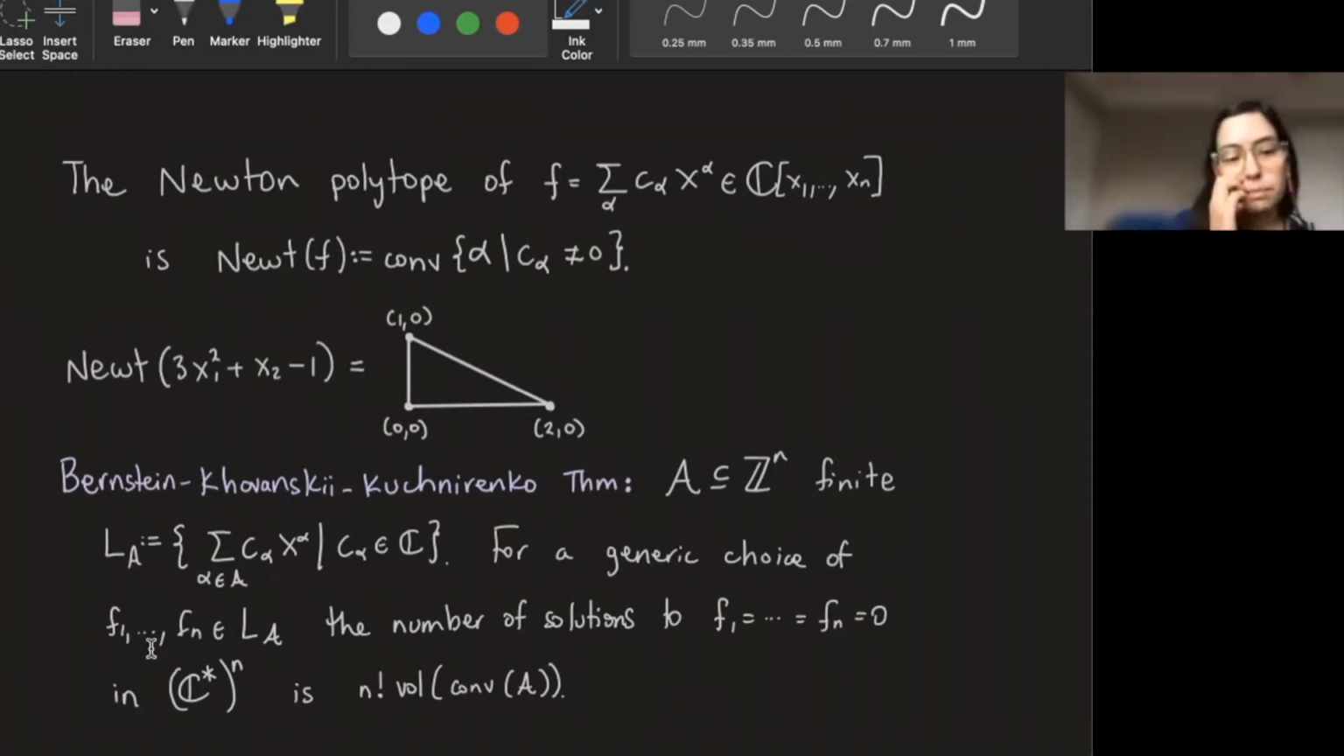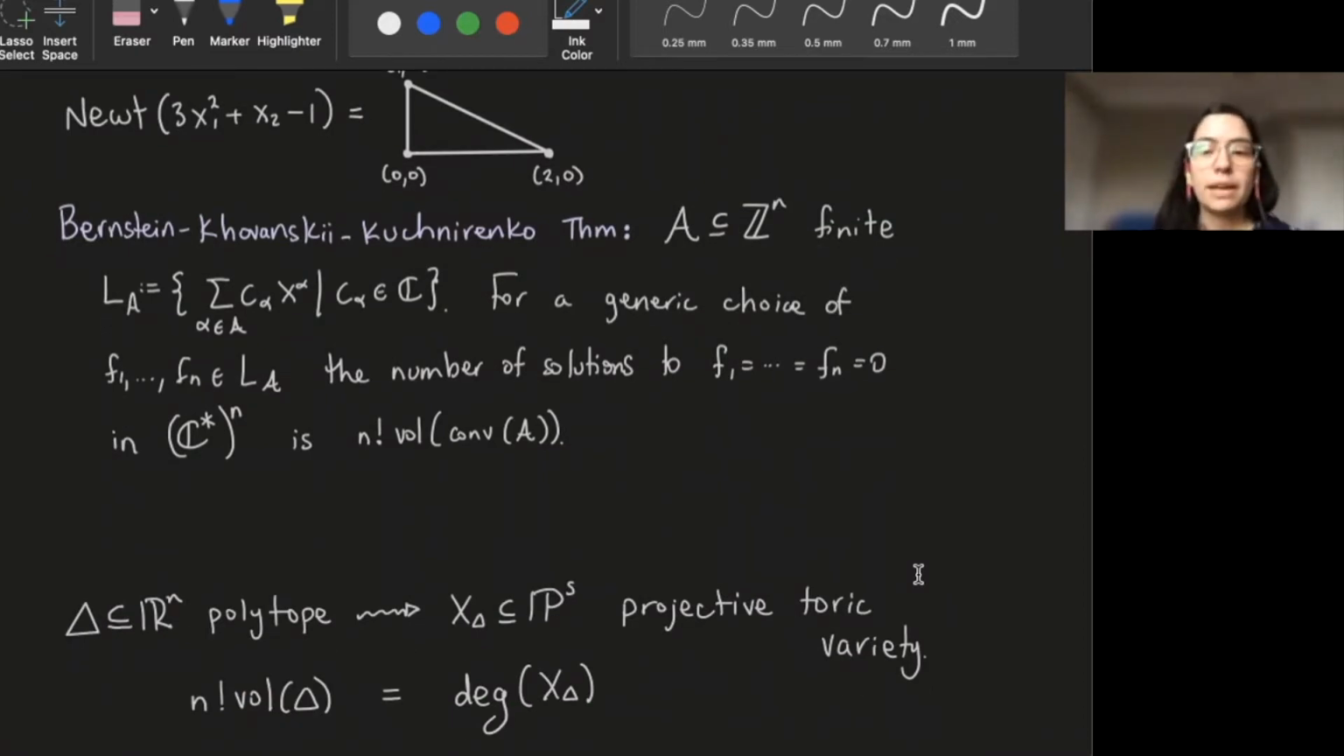So for a generic choice of elements in here, so if you pick n generic polynomials inside this vector space, so you let the coefficients be random, then the number of solutions to the system of equations in (C*)^n is n factorial times the volume of the Newton polytope. And here, as a sanity check, the volume of this polytope is 1, and it lives in R^2, so we would hope that if we look at the number of solutions to 2 of these polynomials with randomly chosen coefficients, we should get 2 solutions, and that seems right.